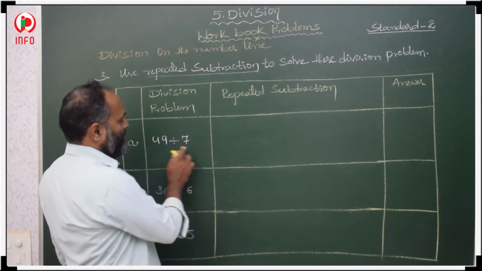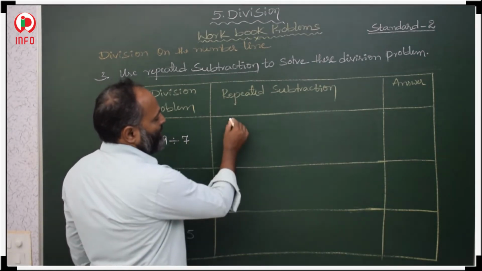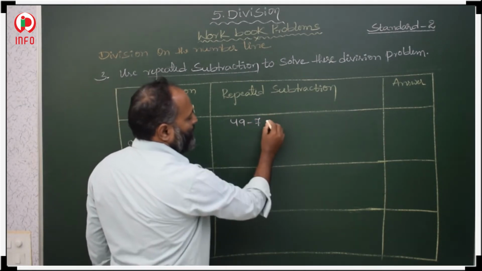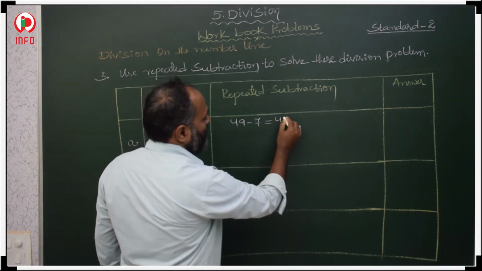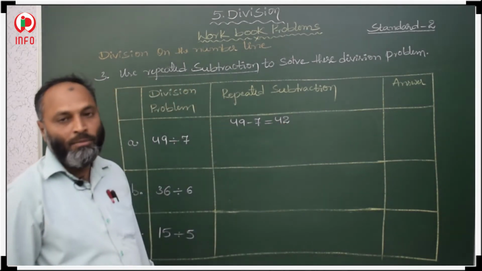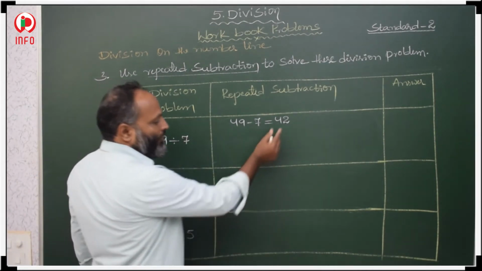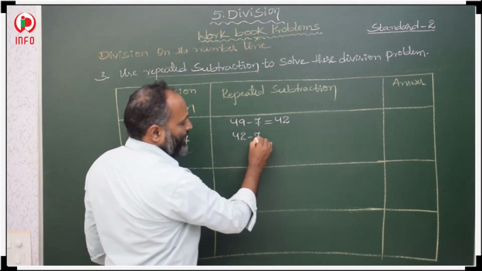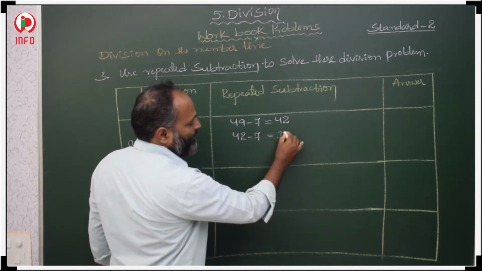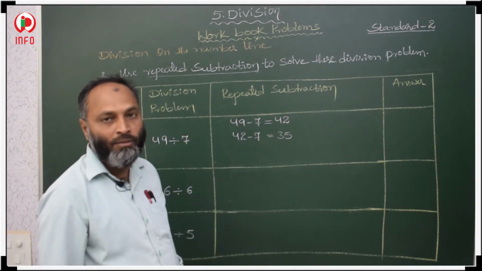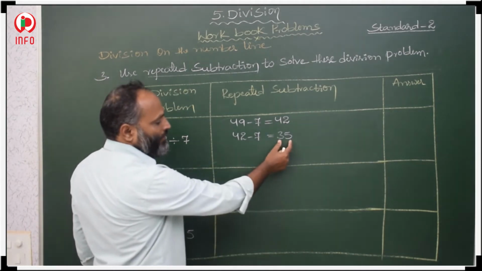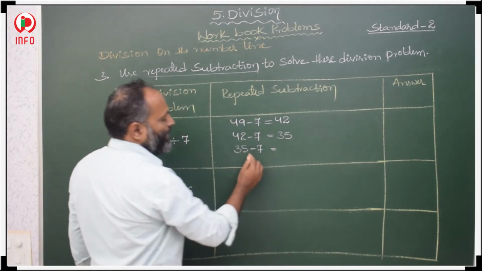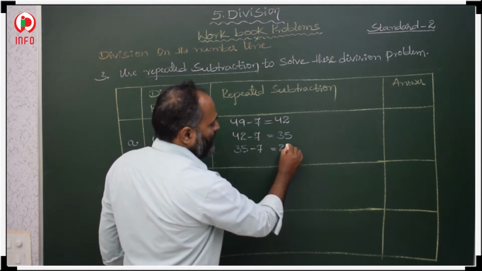49 divided by 7 means we have to take 49 minus 7. 49 minus 7 is 42. Then after that, what is the difference here? Again 42, that difference we have to take and minus 7. 42 minus 7 is 35. Again, what is the difference here? 35. The difference minus 7 is 28.